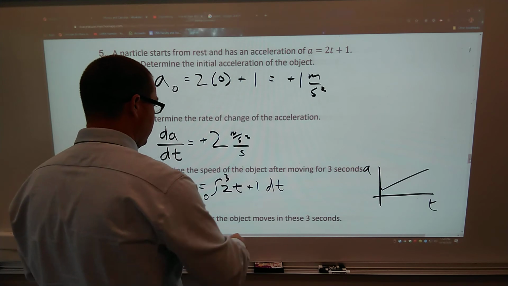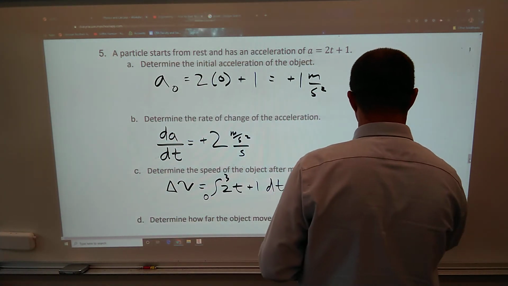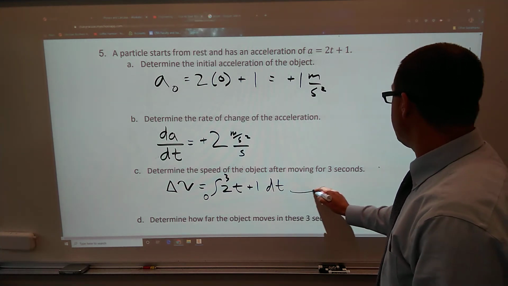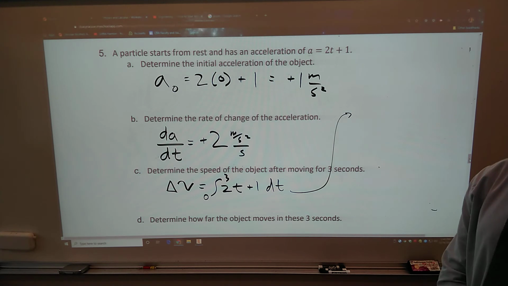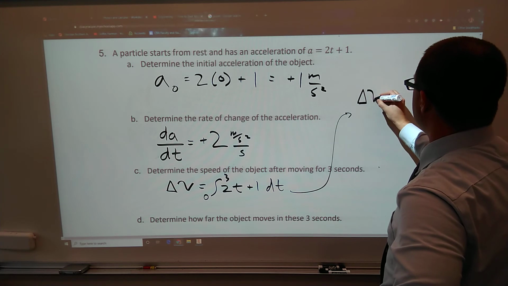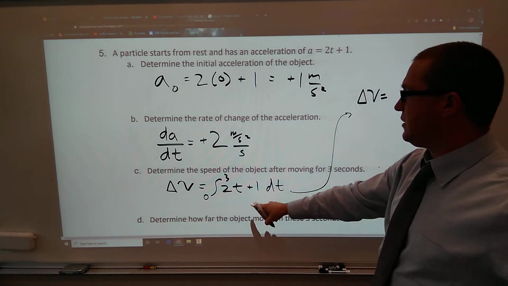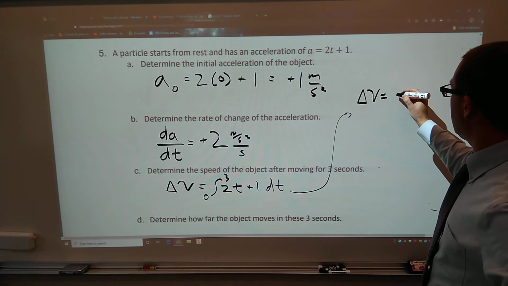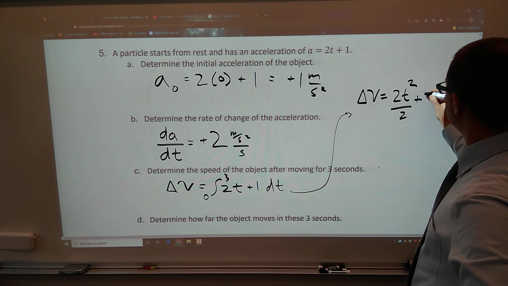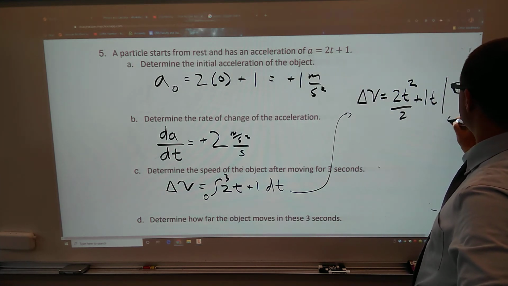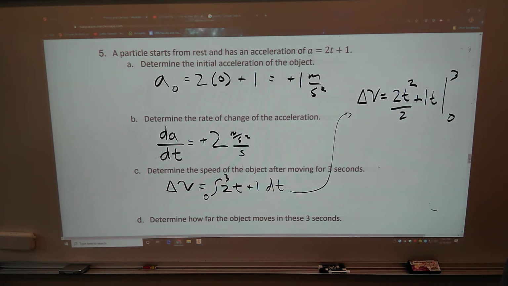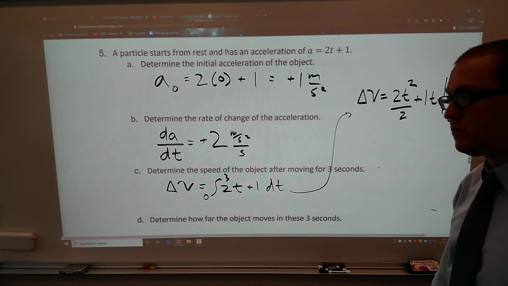I'm going to go up here and do this on the side here. Give myself a little more room. All right, so you can see it better in the video. All right, so delta V would equal the antiderivative of 2t plus 1. So that would be 2t squared over 2 plus 1 times t, evaluated from 0 to 3. All right? So it's t squared plus t. That's our antiderivative.